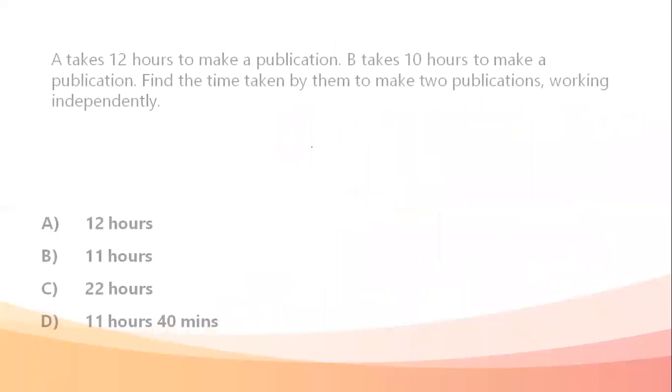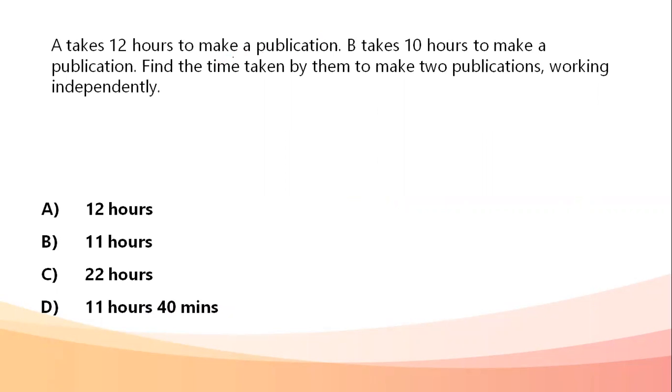Next question. A takes 12 hours to make a publication. B takes 10 hours to make a publication. Find the time taken by them to make two publications working independently. Okay, let's say the publication by A is P1 and the publication by B is P2. A is taking 12 hours, B is taking 10 hours.